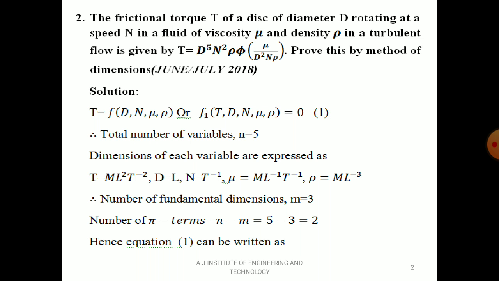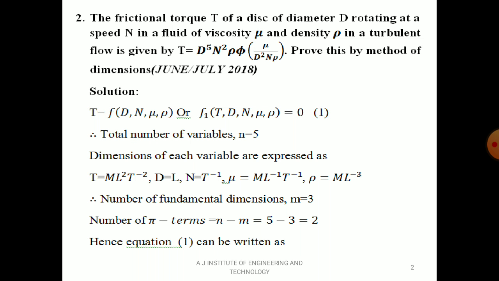Then the dimension for diameter is L, as diameter is measured in meter. Then n, that is RPM, revolutions per minute. Revolution has no unit, and a minute is a unit of time. So minute goes to the denominator and becomes minute inverse. So T to the power minus 1 is the dimension for n.